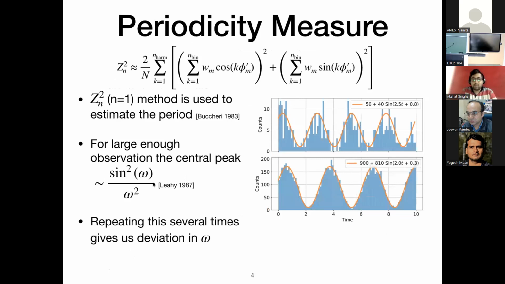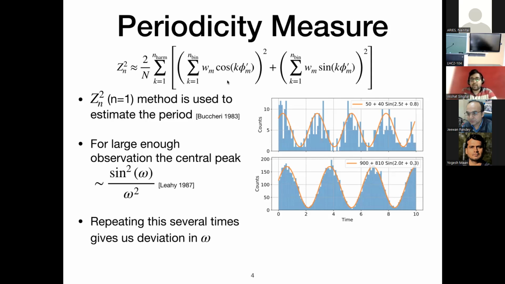The most commonly used method is this Zn square method. It was first introduced in 1983. There are other methods in the literature, epoch folding and H test. They are within the family of each other. So we will focus on the Zn square method.